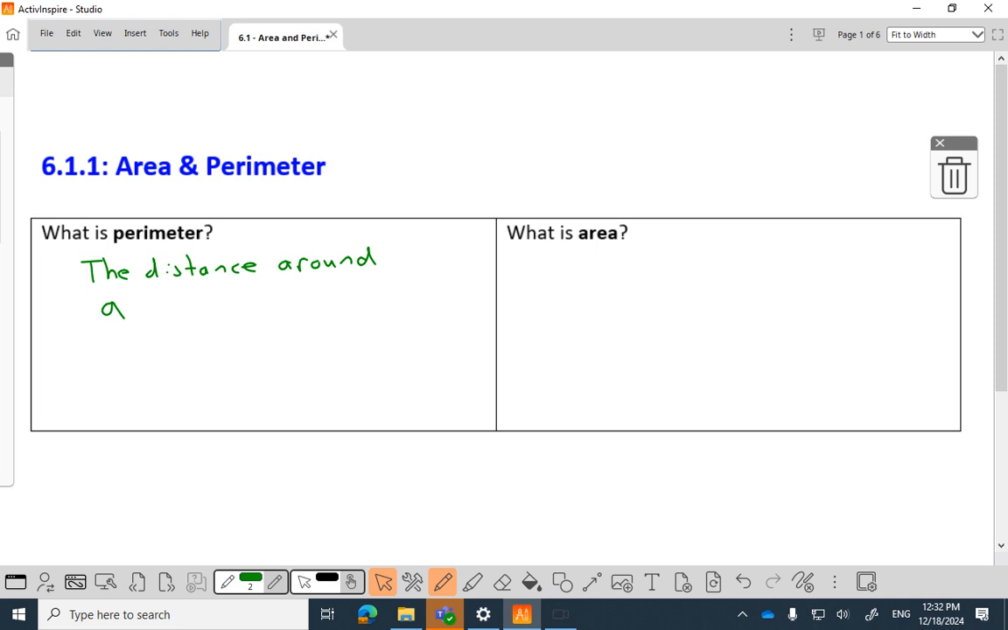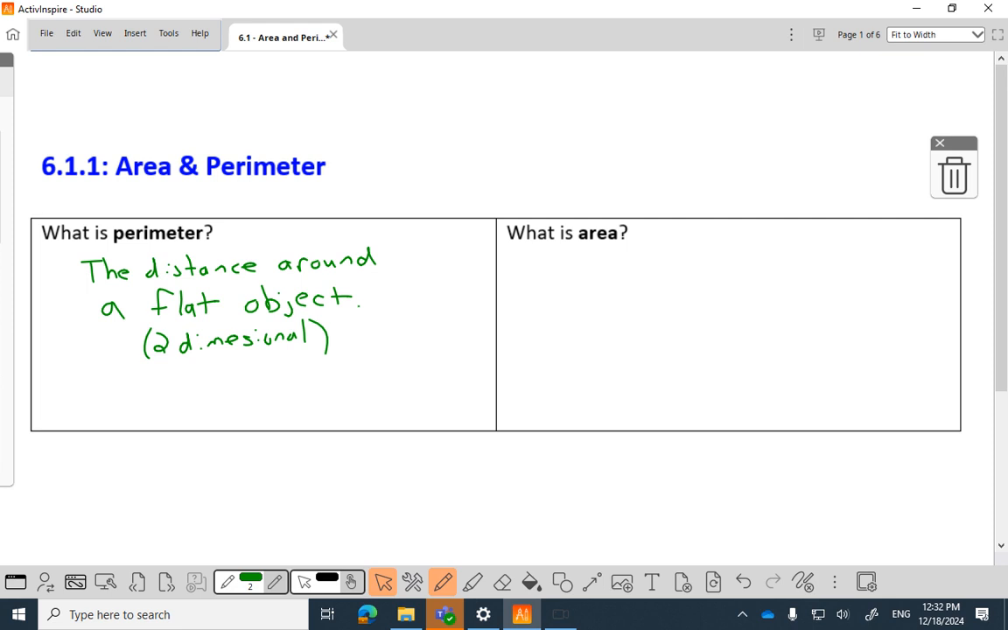The distance around a flat object. And later on we'll say two-dimensional. And two-dimensional means it can lie flat on a page. Is that for this lesson? No. It's because tomorrow I'm going to start with volume and then things are 3D.